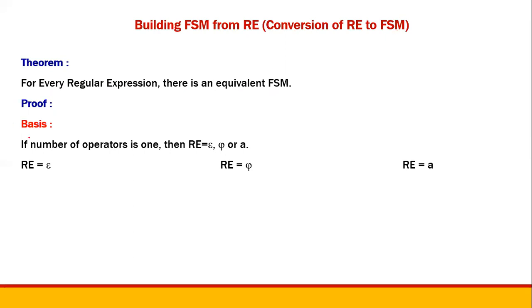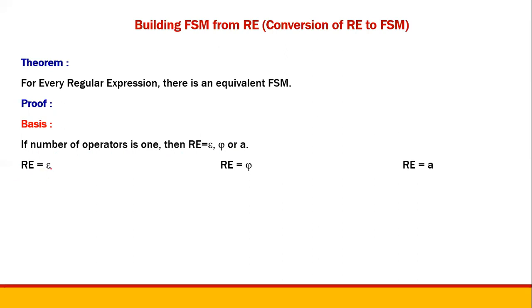So let's see the proof. Basis in the sense, suppose we have just a single input symbol or no input symbol, then how does the regular expression look like? So that is what we are going to see now. So if the number of operators is zero, then the regular expression can be epsilon, can be null, or can be any one input symbol here, and I have taken it as a here. Okay, so let's take the regular expression epsilon.